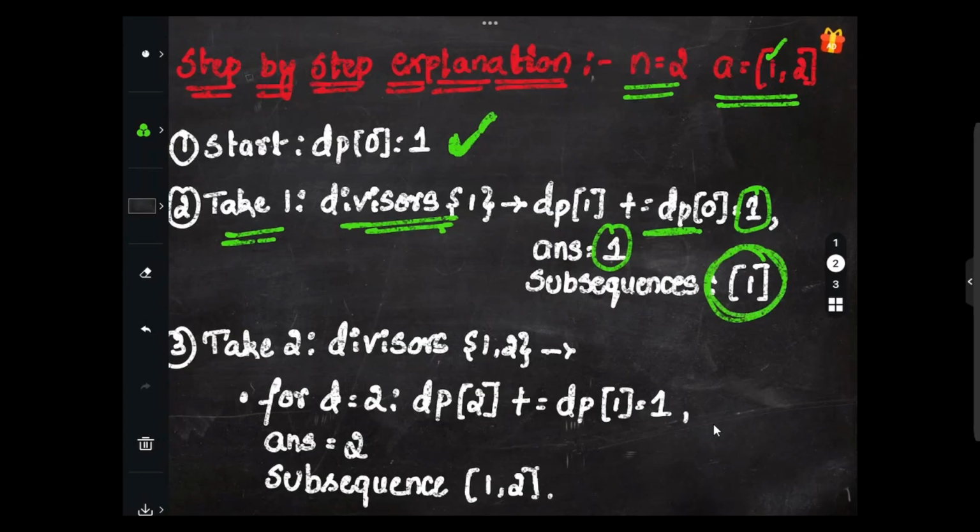Simple. Now we have to consider 2. Let's come to the 2. We have the element 2 after 1, so we'll be considering element 2 here. The divisors will be both 1 and 2.